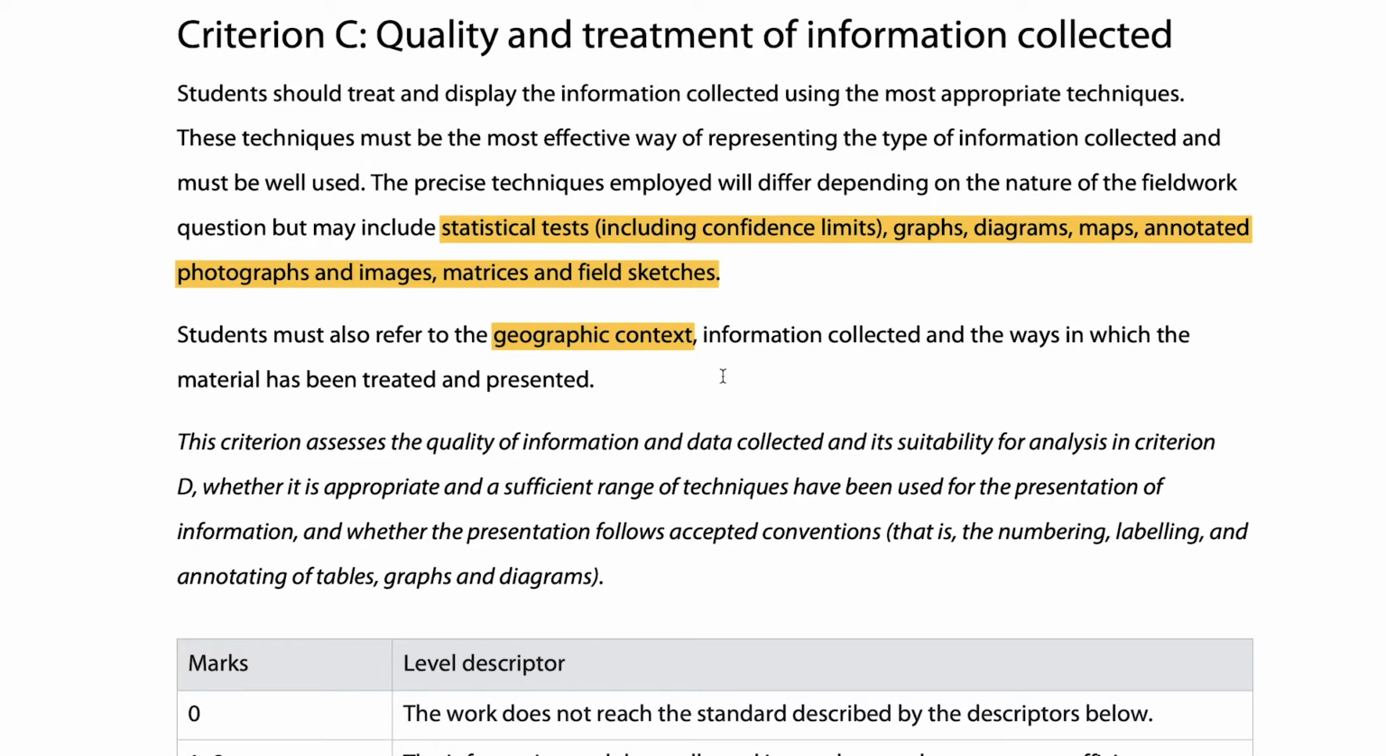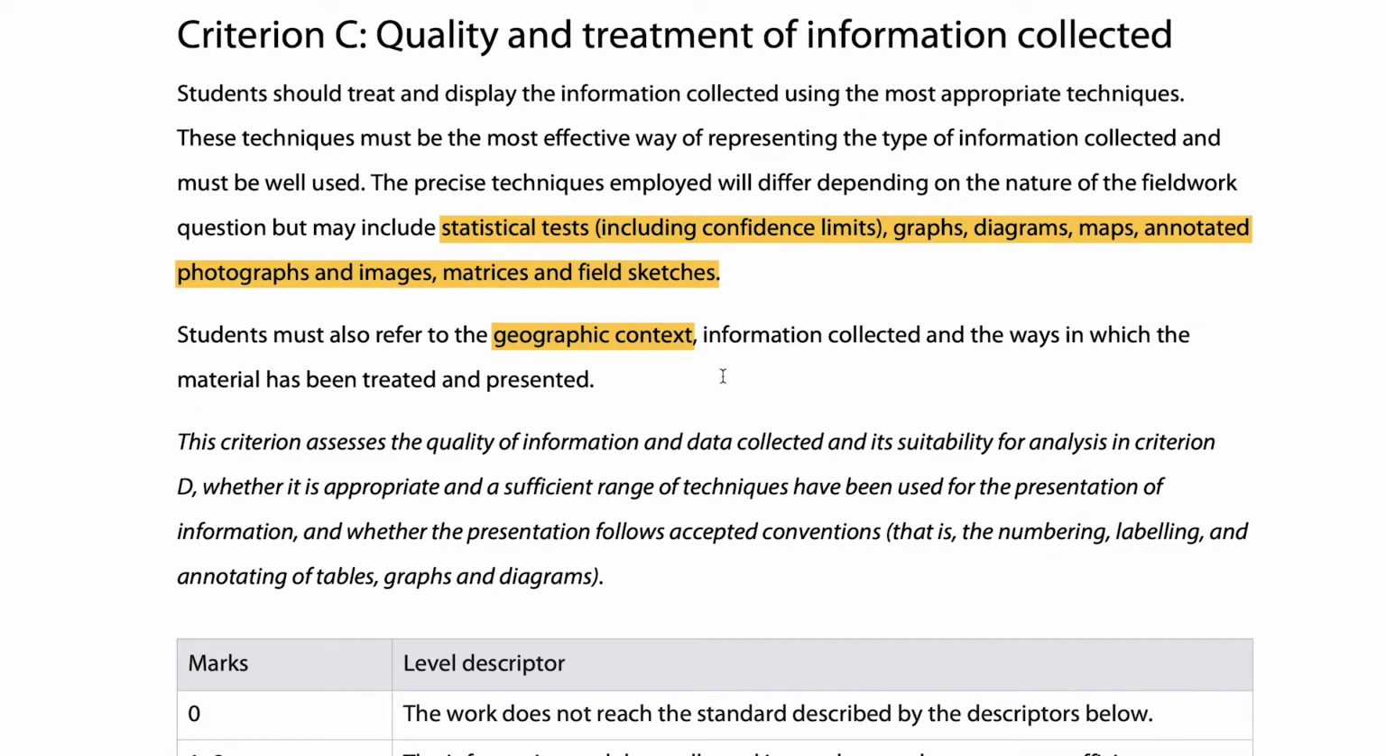Let's read out a small section here. The precise techniques employed will differ depending on the nature of the fieldwork question, pretty obviously, but may include, here are some examples that they're pointing out for you to know. Statistical tests, including confidence limits, graphs, diagrams, maps, annotated photographs and images, matrices, and field sketches. And you also must refer to geographic context. So basically what they're saying is don't just put graphs, and nothing else.